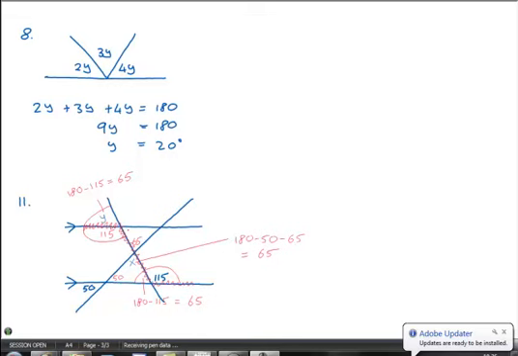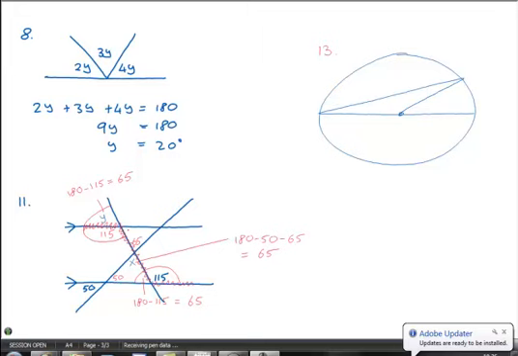Let me do number 13 for you. Again, it's a circle. And all you're told is 46 degrees. Straight away, straight line here, 180 minus 46. 134.